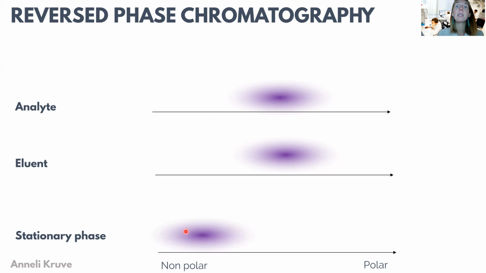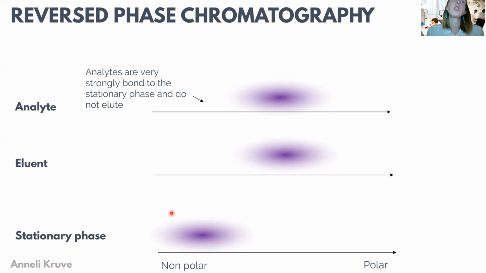stationary phase is very non-polar, mostly. There are some exceptions which are specific techniques, but then they usually have separate names. They are rather not classified under reverse phase chromatography. So analytes which are too nonpolar, for example, these polyaromatic hydrocarbons, bond so strongly with the stationary phase that they do not elute. So we can't separate them with reverse phase chromatography.